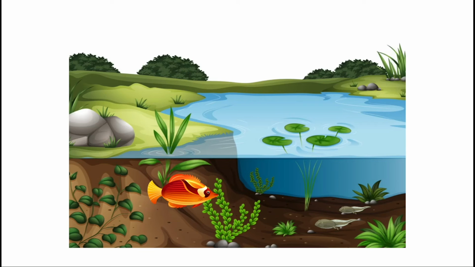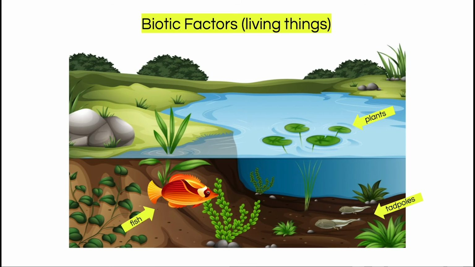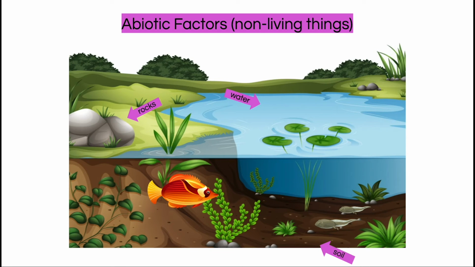Below biomes, we have ecosystems. An ecosystem is the combination of living and non-living things in an area. An example of an ecosystem could be a lake. The ecosystem would include all animals and plants that live in or by the lake, such as fish, tadpoles, and pondweeds. It would also include the water, rocks, and soil found in the lake. The living things in an ecosystem are called biotic factors, while the non-living things in an ecosystem, like water or rocks, are called abiotic factors.